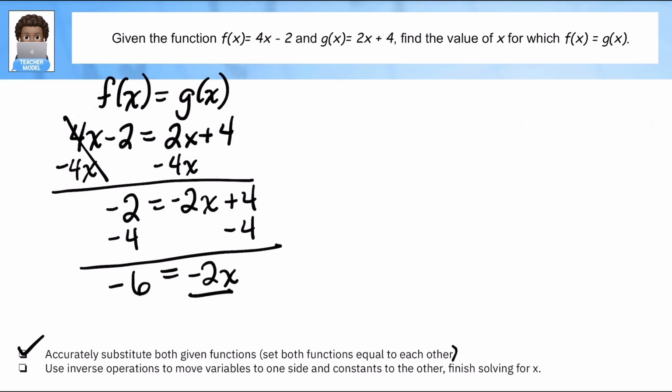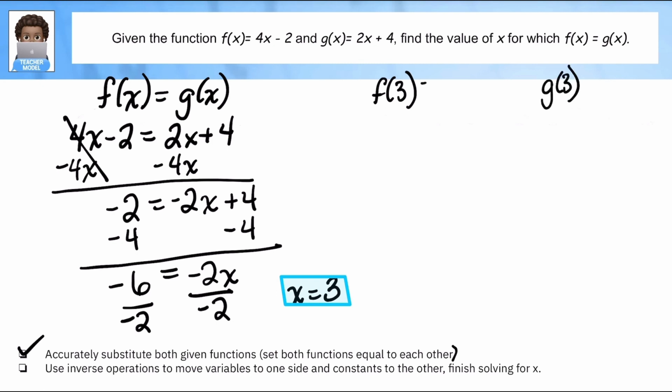Now I'm just going to use the inverse of multiplication, which is division, and x is equal to 3. And if you do this and you're really unsure, check your work. That's all we have to do. So let's do f of 3 and g of 3. f of 3 is 4 times 3 minus 2. 12 minus 2 gives us 10. So f of 3 is equal to 10. Let's do g of 3.